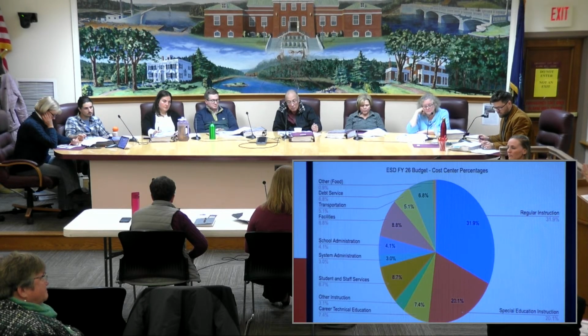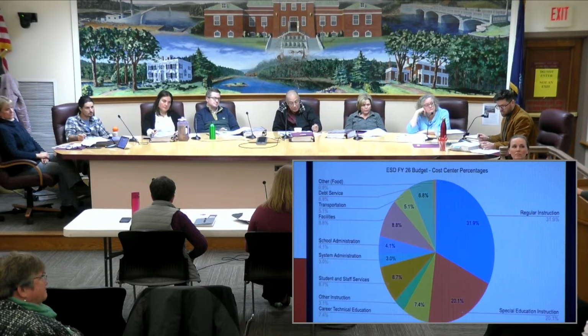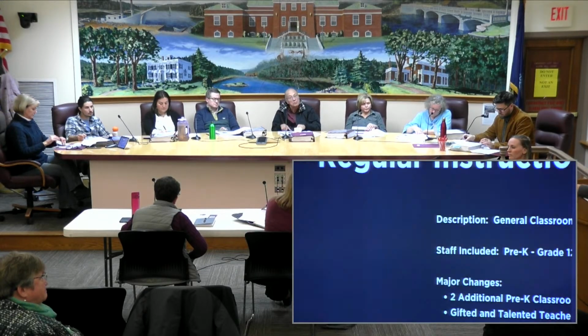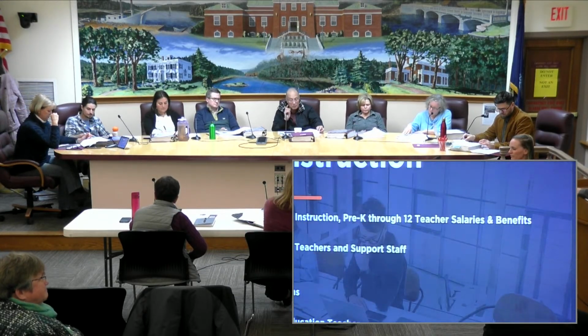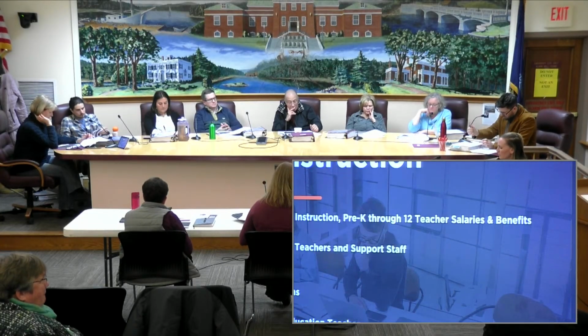System administration is at 3% and school administration is at 4.1%. So total administrators, which also include all of the costs around the administrators that operate our district, is at 7.1 total. So we thought that was important to break down in terms of a visual for percentages. So now we'll get into talking about each cost center.